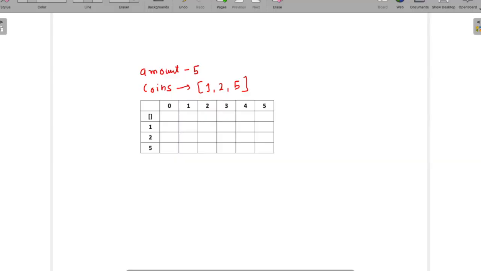All right. Here, as per our given input example, I have taken amount as 5 and coin denominations 1, 2 and 5. I have put the amount from 0 to 5 on the x-axis, and on the y-axis I have put the denominations. Okay, let's fill this matrix.